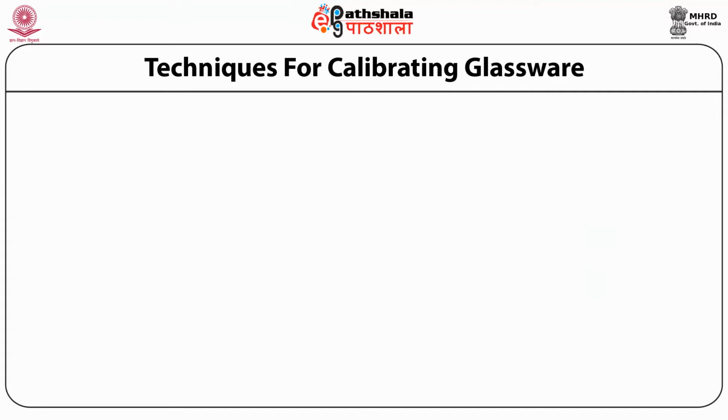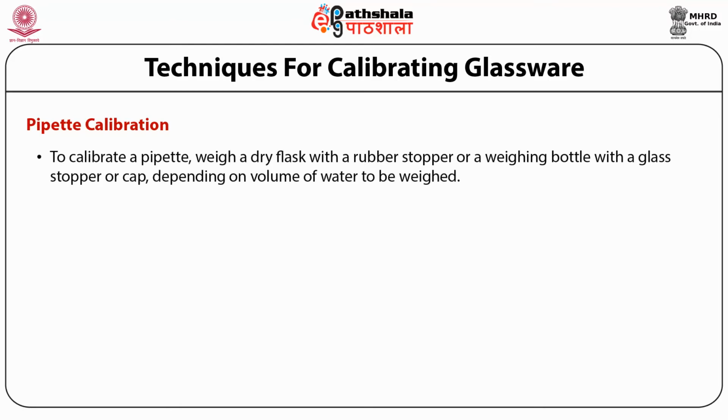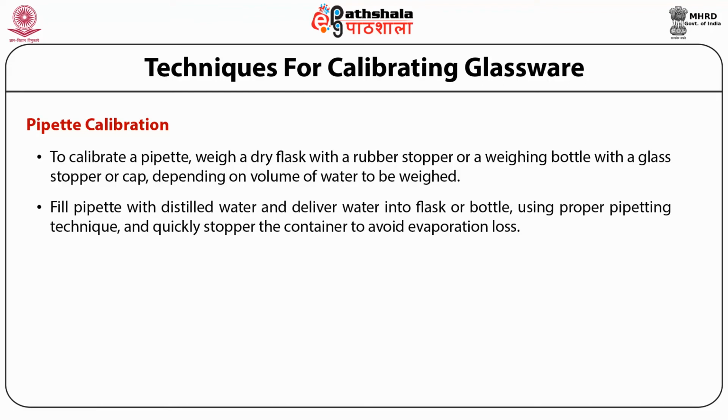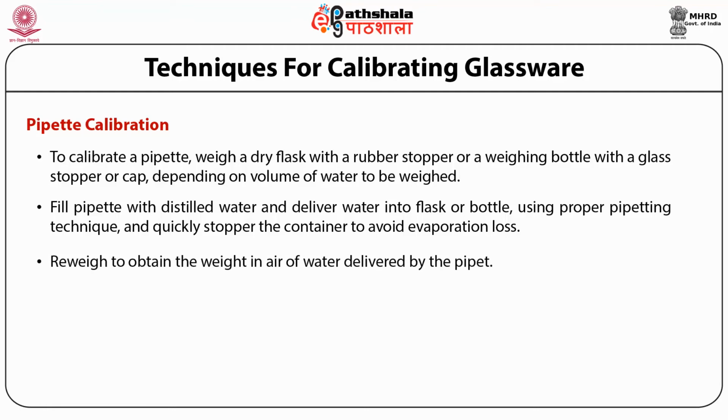The next one is the pipette calibration. To calibrate a pipette, weigh a dry flask with a rubber stopper, or a weighing bottle with a glass stopper or cap, depending on the volume of water to be weighed. Fill the pipette with distilled water and deliver the water into the flask or the bottle using proper pipetting technique, and quickly stopper the container to avoid evaporation loss. Reweigh to obtain the weight in air of water delivered by the pipette.